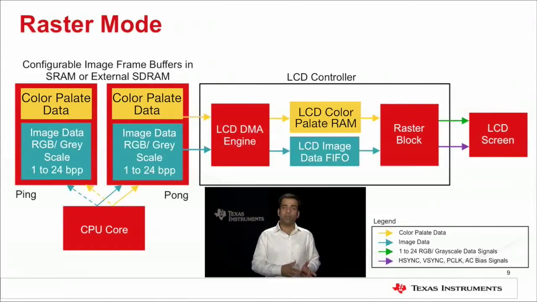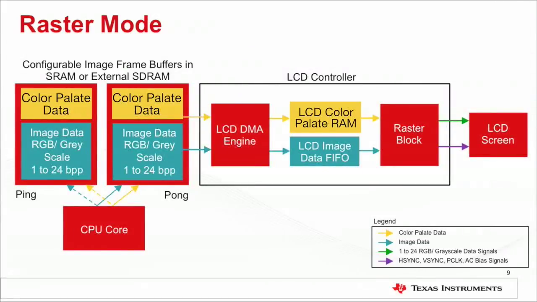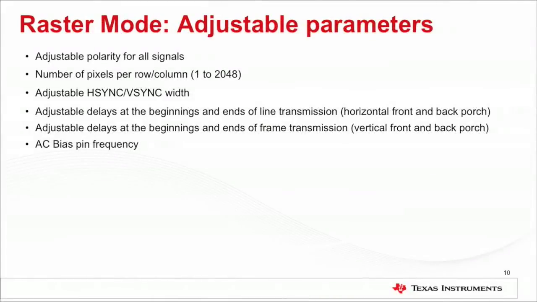Both DMA only and ping pong modes are allowed so that the images can be dynamically updated. The output of the raster block is tailored to controller-less LCD screens and consists of standard RGB data lines and control signals. Since the control and data signals are intended to go directly out to the LCD screen, the raster mode control supports several options for adjusting the timings of these signals, including polarity, number of pixels per row column, H-sync, V-sync width, delays at the beginning and end of line transmission, delays at the beginning and end of frame transmission, AC bias frequency, etc.